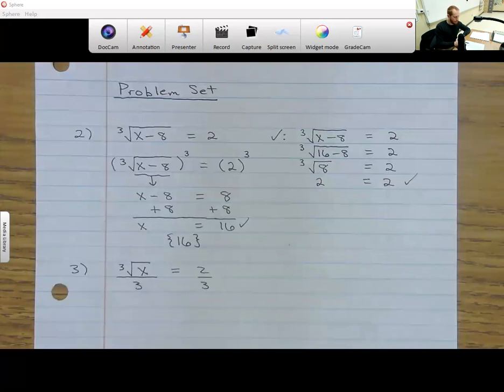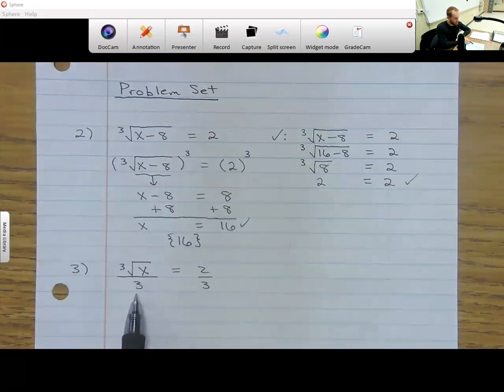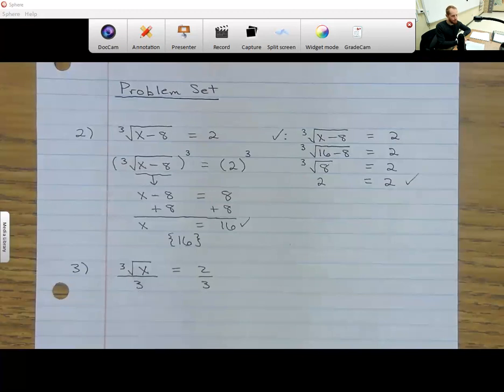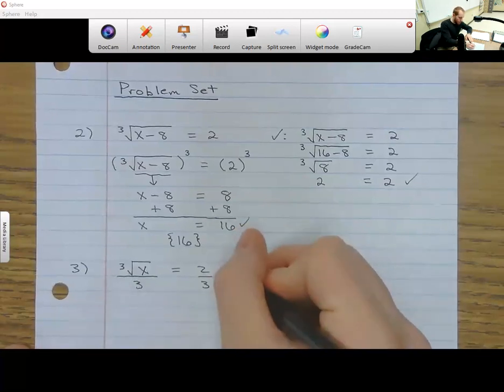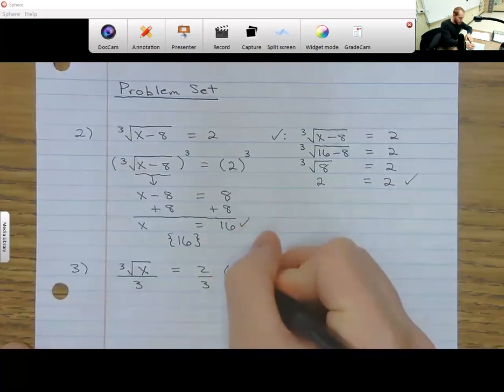So if I could get rid of that 3 that's underneath, then I can cube both sides and I can get an answer. So I need to get rid of this 3 that's in the denominator. So how am I supposed to do that? Well, starting off, I'm basically dividing this radical by 3, right? So what's the opposite of dividing? Wouldn't that be multiplying? So I'm going to multiply both sides by 3 to get rid of that 3 at the bottom.